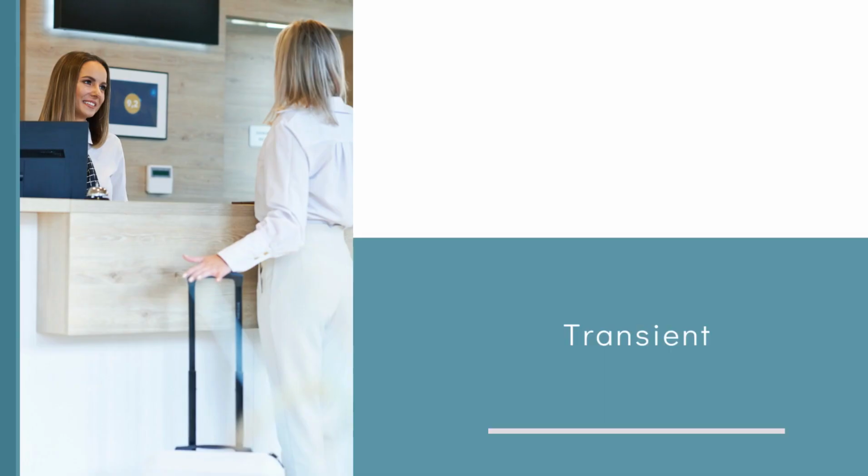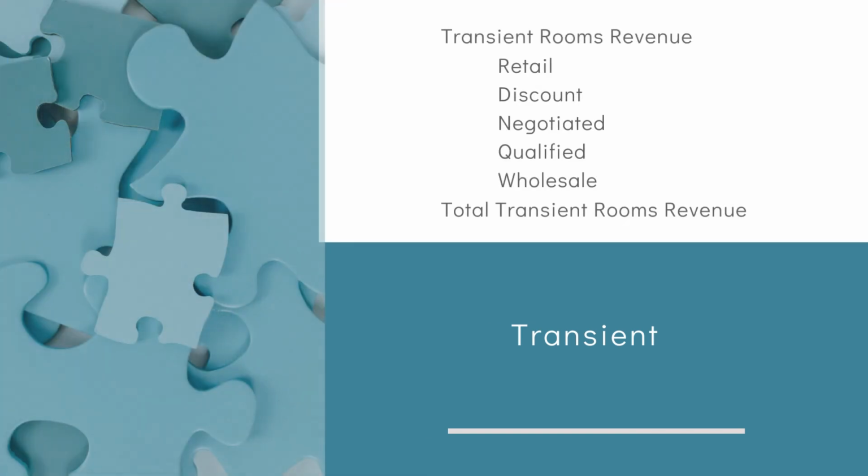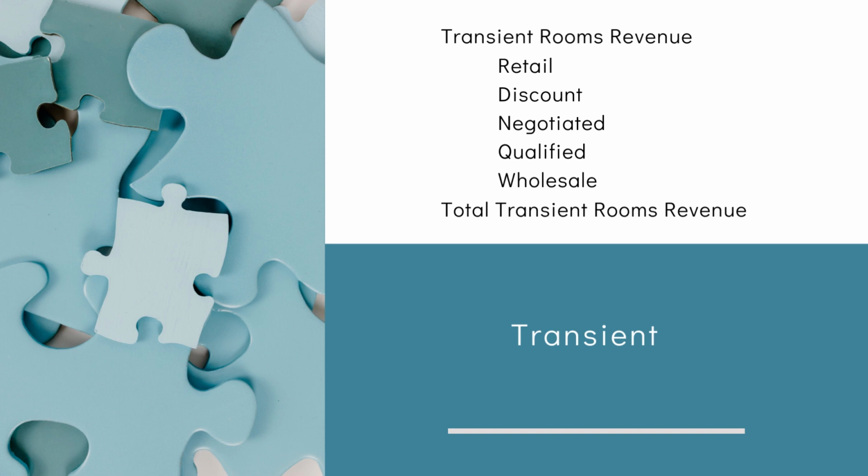Say hello to transient rooms revenue, our first major player. Now, what's a transient guest, you ask? They're the folks who check in for a night or two, not planning to stick around permanently. But wait, there's more. The transient segment isn't just one big category, it's like a puzzle with different pieces. Subcategories include retail, discount, negotiated, qualified, and wholesale.